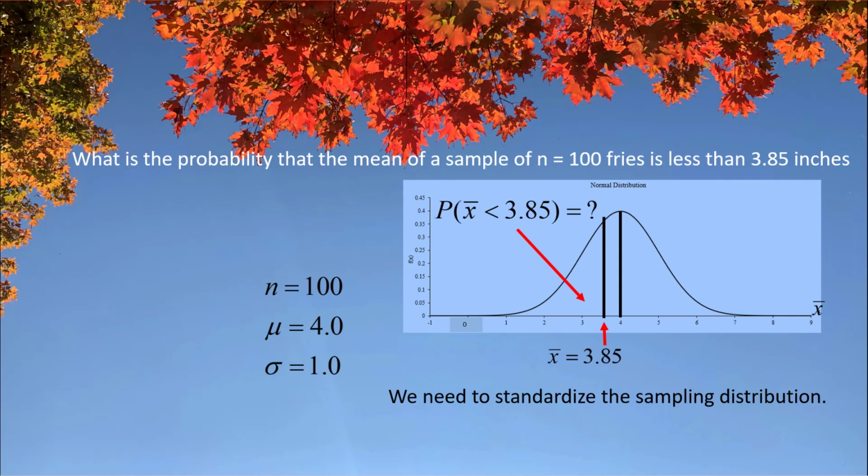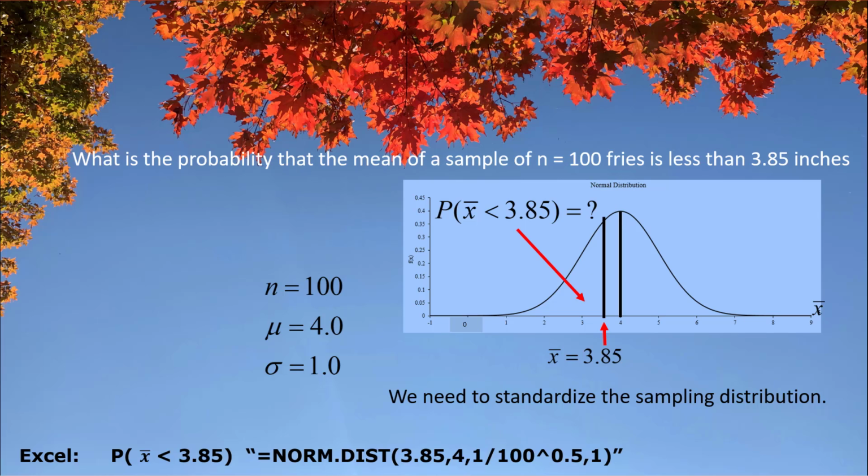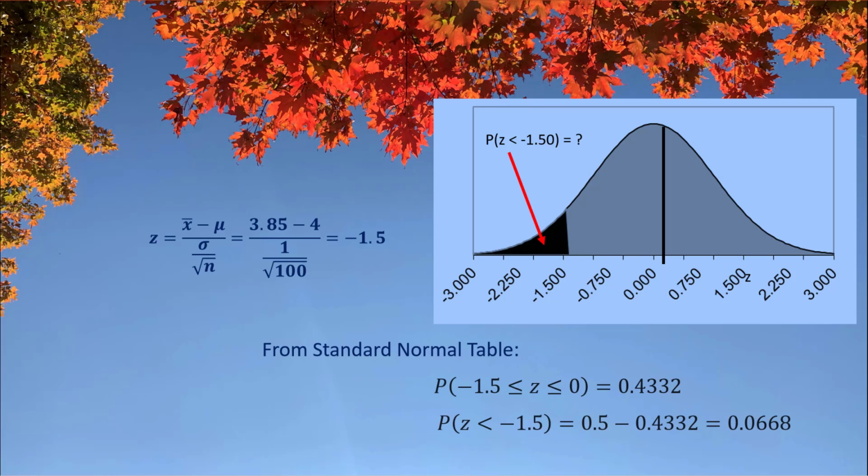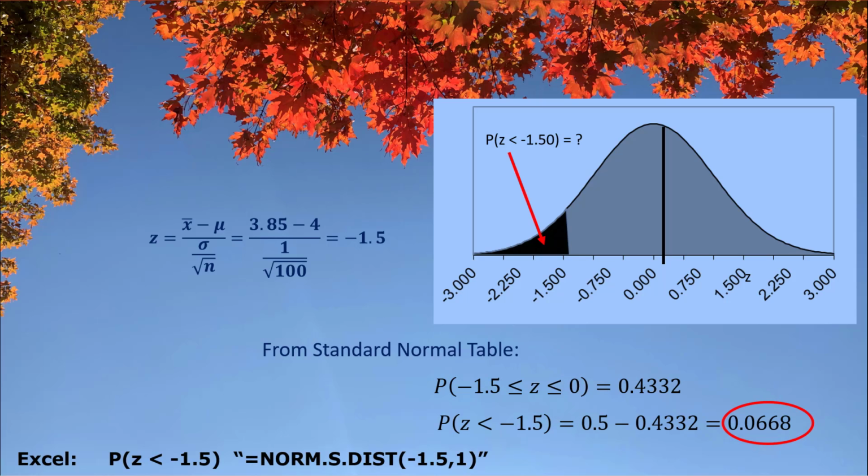Similarly, what is the probability that a sample mean with size 100 would be less than 3.85 inches? The event shows like the chart here, and we can apply an Excel function to conveniently find the answer, 0.0668. And we can also find the standard value and then use either the normal distribution table or the standard normal distribution function in Excel directly, and we can find the answer quickly.